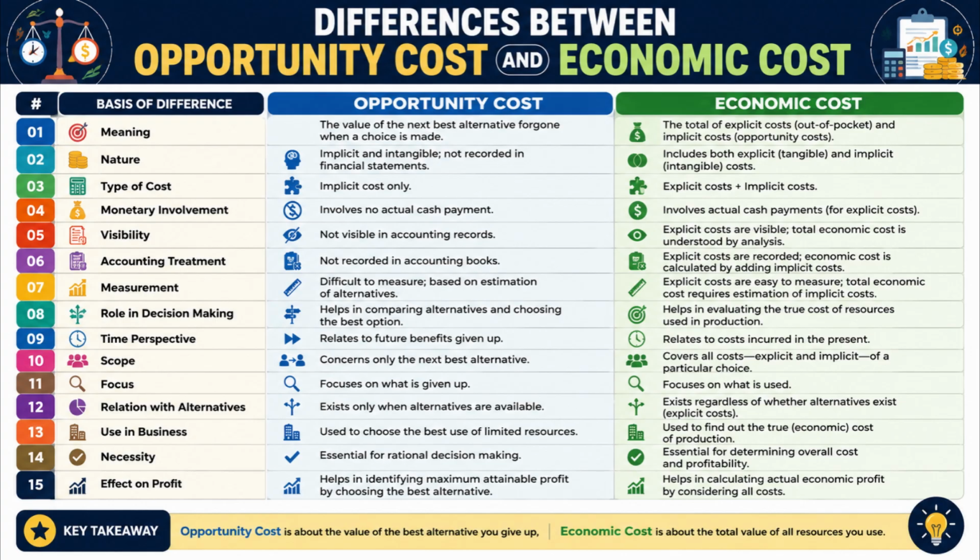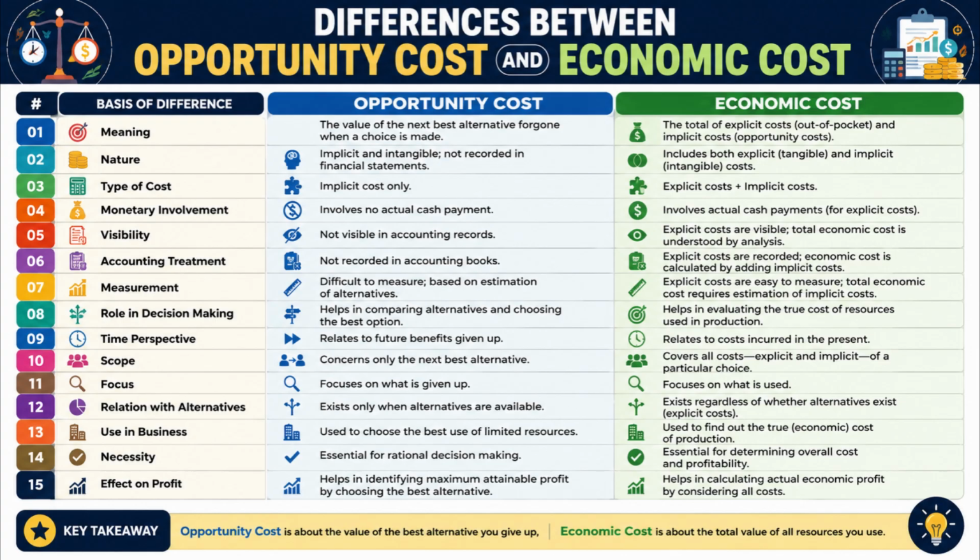Number 8. Opportunity cost helps decision-makers compare alternatives and select the best option, whereas economic cost helps evaluate the true total cost of using resources. Number 9. Opportunity cost focuses on future benefits that are given up, whereas economic cost focuses on the total costs incurred by a particular decision. Number 10. Opportunity cost concerns only the next best alternative, whereas economic cost covers all costs related to the chosen course of action.